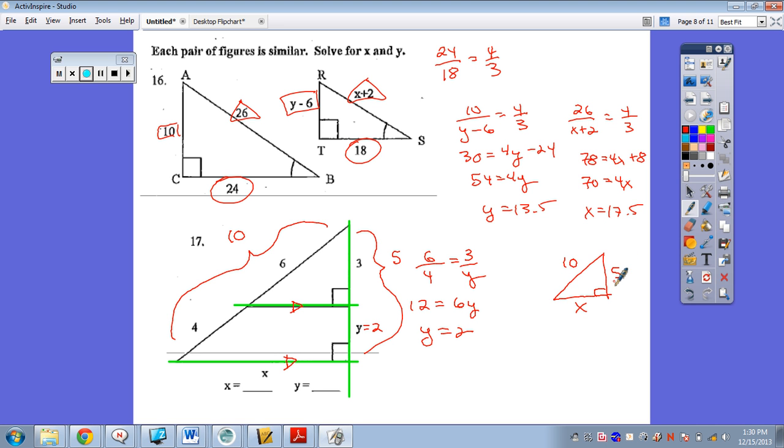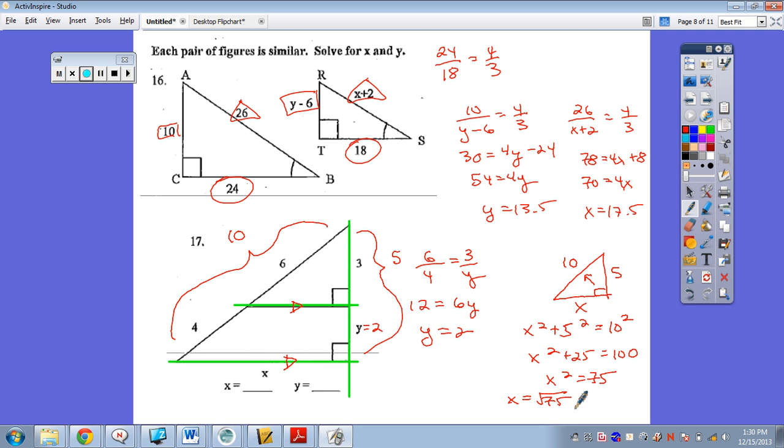The Pythagorean theorem, since you have two sides of a right triangle, will help you solve for x. X squared plus 5 squared is equal to 10 squared. Remember, 10 is the hypotenuse because it's across from the 90-degree angle. That leaves you with x squared plus 25 is equal to 100. Subtract 25 from both sides, you're left with x squared equals 75. Take the square root of both sides, x is the square root of 75.